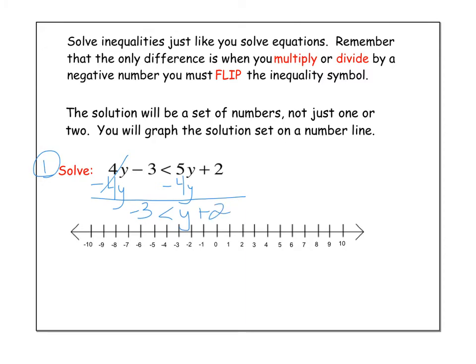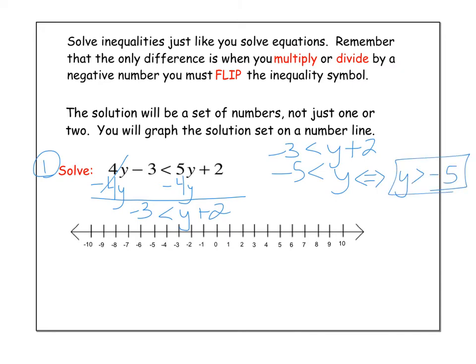So I have -3. I'm going to put that over here actually. -3 is less than the quantity y plus 2. We'll subtract 2 from both sides, and we will get -5 less than y, or y is greater than -5. If you are one of those who must have the variable on the left-hand side, that's fine. We can write it like this: y is greater than -5. Just make sure you have the signs correct.